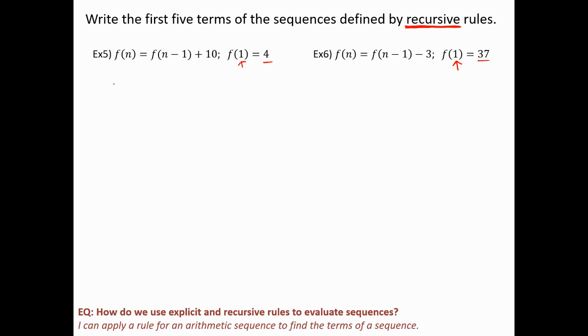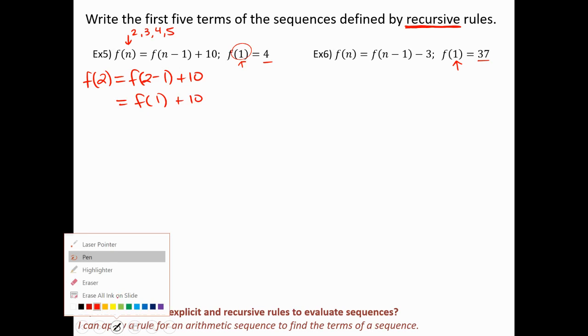So I'm going to go ahead and start by finding the second term. So that means I plug in 2. So we are going to be plugging in 2, 3, 4, and 5. And again, that's because we already have the first term. So I plug in 2. That means all the n's become 2's. And then I'm going to simplify in parentheses there. 2 minus 1 is going to give me f of 1.